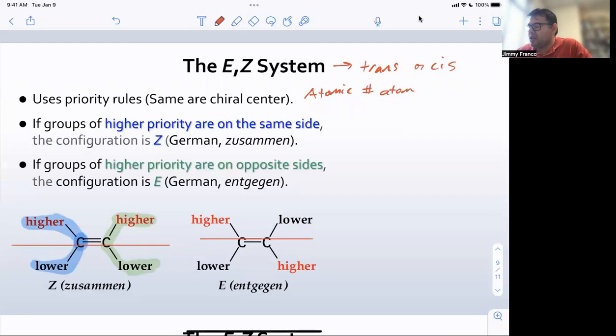What you want to see is, after we've ranked the two groups coming off the carbon as either higher or lower priority, then we'll do the same thing with the other carbon. We'll rank the two groups, and we're only comparing those two and only comparing these two. If the two higher groups end up being on the same side, it's going to be Z.